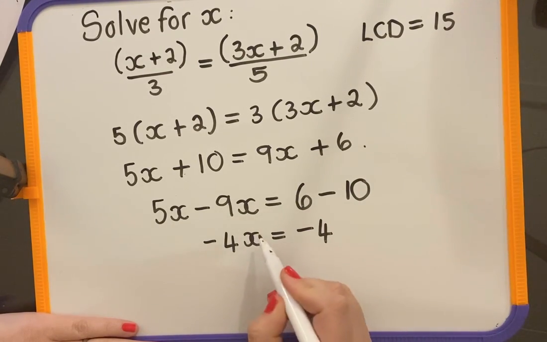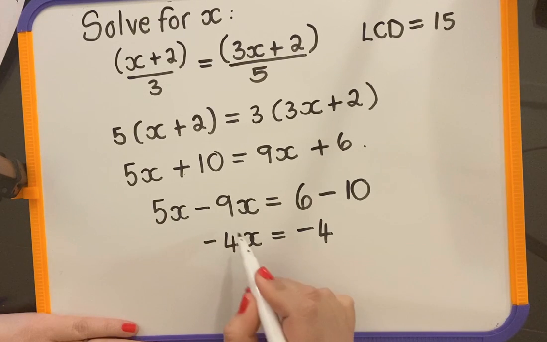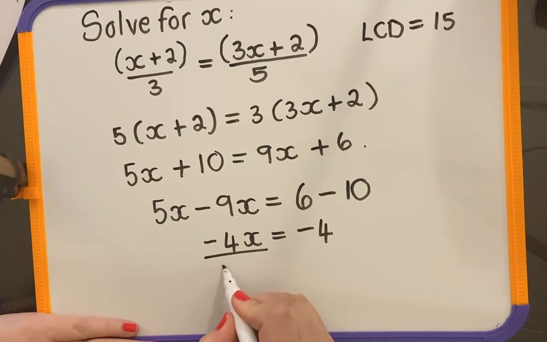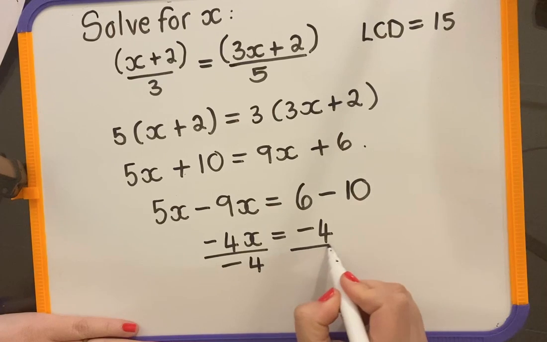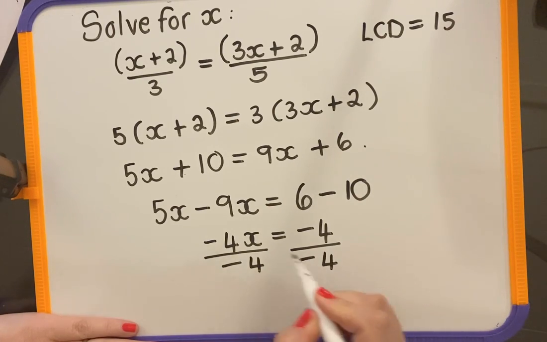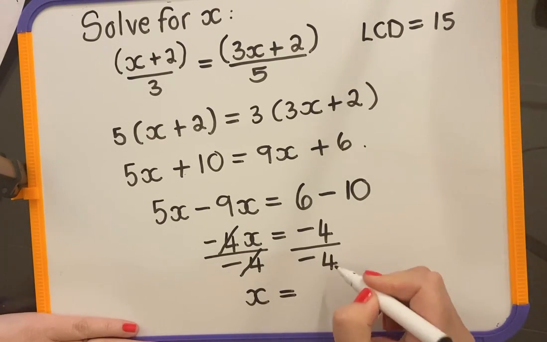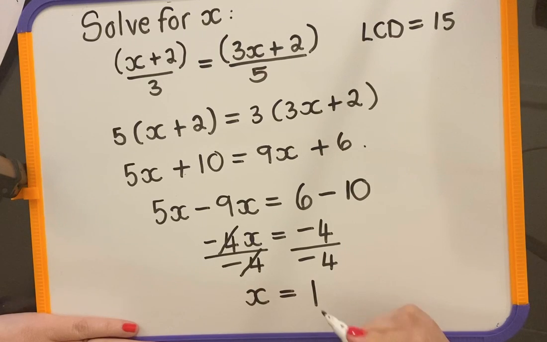Now I need to isolate that x. I need to get rid of the coefficient of minus 4. Remember, minus 4 is multiplied by x. So to undo multiplication, we use division. Minus 4 divided by minus 4 is 1x, and minus 4 divided by minus 4 is positive 1.